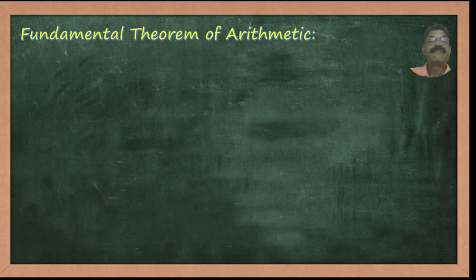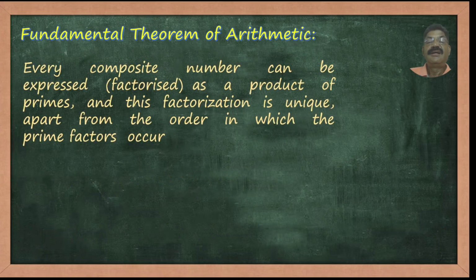Okay. Next, the fundamental theorem of arithmetic. It is a beautiful theorem in number theory. Every composite number can be expressed or factorized as a product of prime numbers. And this factorization is unique apart from the order in which the prime factors occur.